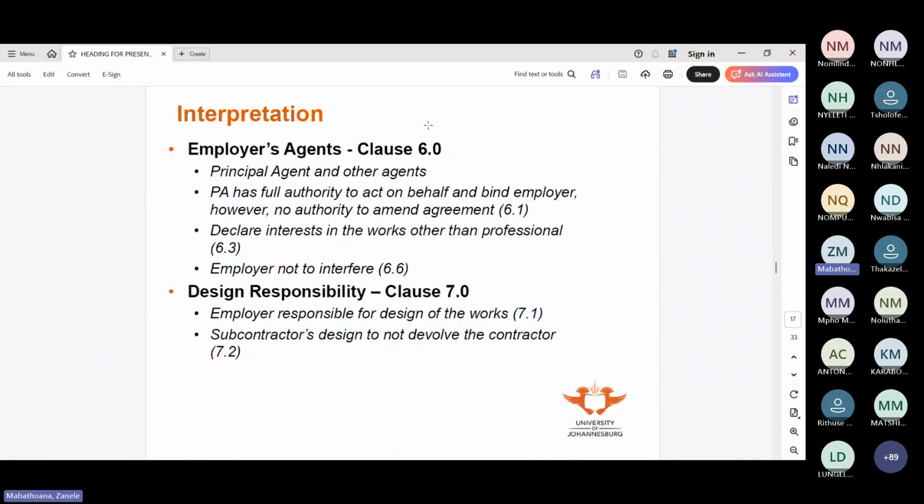So that is the slight difference with the private sector. Maybe it's not slight, it's a huge difference between the private sector and the public sector, in that the principal agent would not have full authority. He has partial authority to act on behalf of and bind the employer. So the principal agent cannot bind the employer.